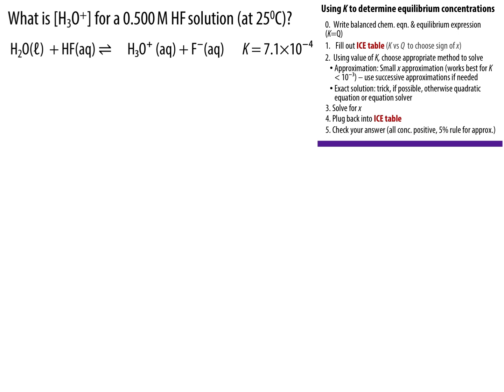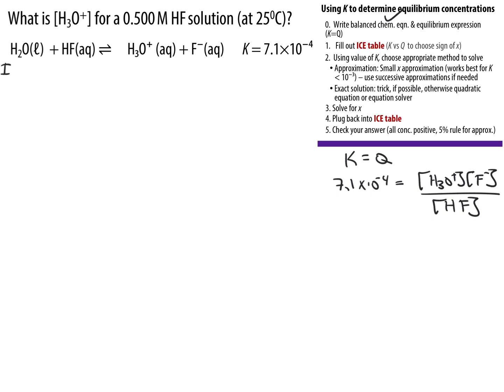Okay, those first few steps: the balanced chemical equation is given. In this case, 7.1 times 10 to the negative 4 is equal to [H3O+][F-] over [HF]. Remember, H2O is a pure liquid, so it doesn't show up in the equilibrium constant expression. Its concentration is always constant.